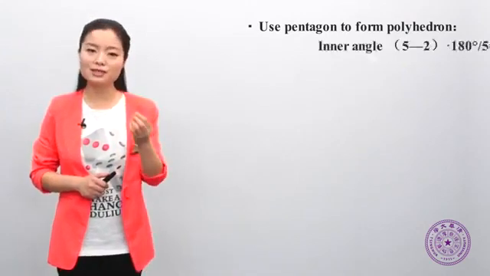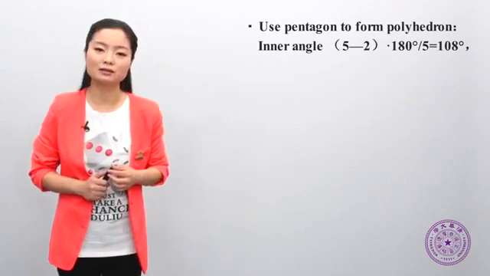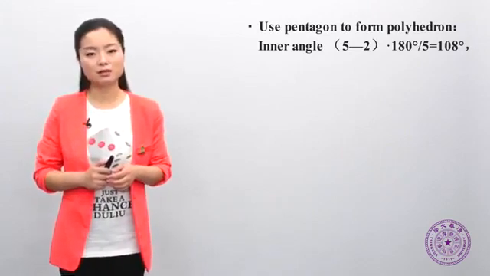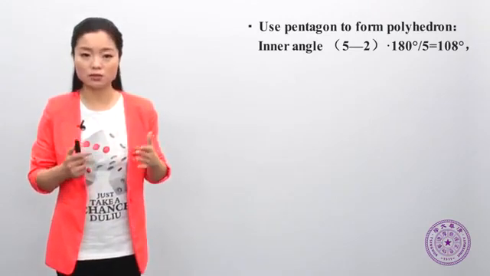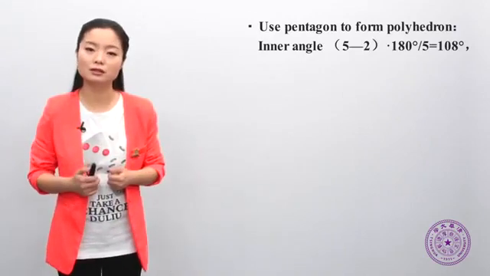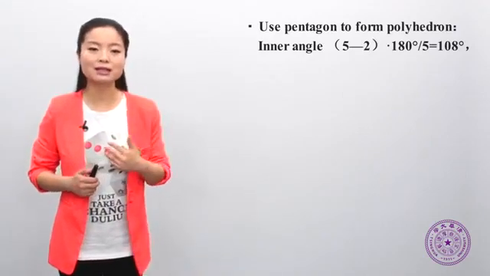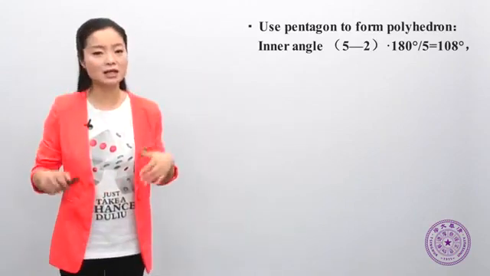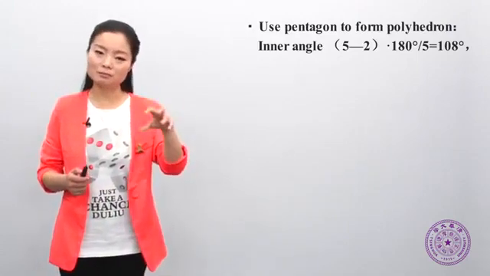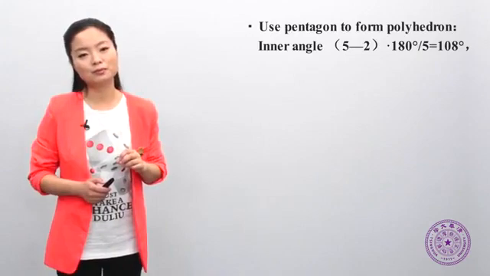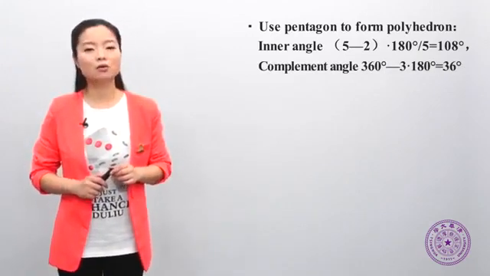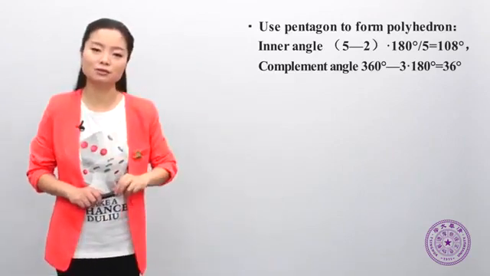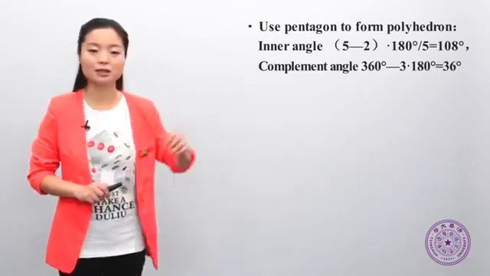We know that in an equilateral polygon, the summation of its inner angles is (n minus 2) times 180. For a regular pentagon, it is (5 minus 2) times 180. All 5 angles are the same, therefore each inner angle is (5 minus 2) multiplied by 180, divided by 5, exactly 108 degrees. It means for each vertex, its face angle is 108 degrees. How about the complement angle? This time we use 360 minus a number times 108. To get a smaller number, we will use 360 minus 3 times 108. The obtained complement angle is 36 degrees.